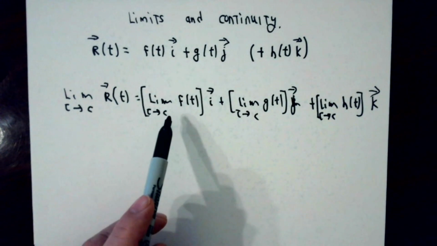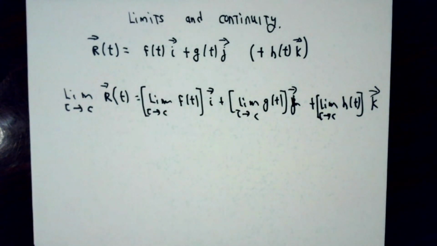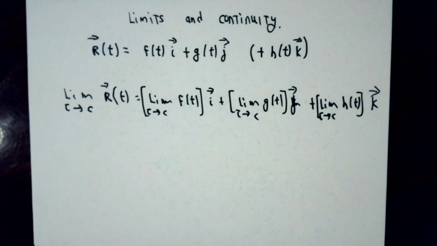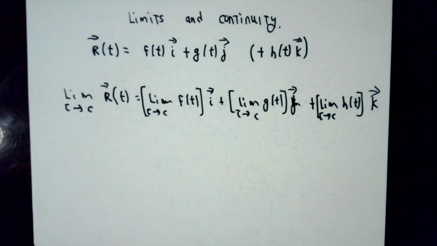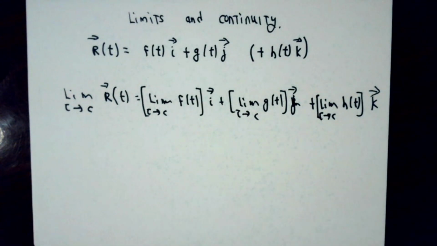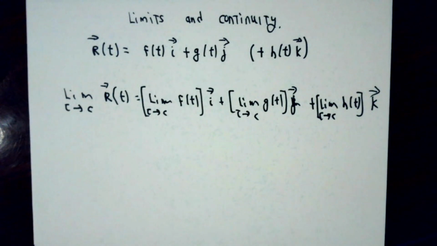If this limit, that one, and that one all exist, then we write in those values we get, and we call that the limit as t approaches c of the vector-valued function. If even one of these limits fails to exist, then we say that this limit doesn't exist.